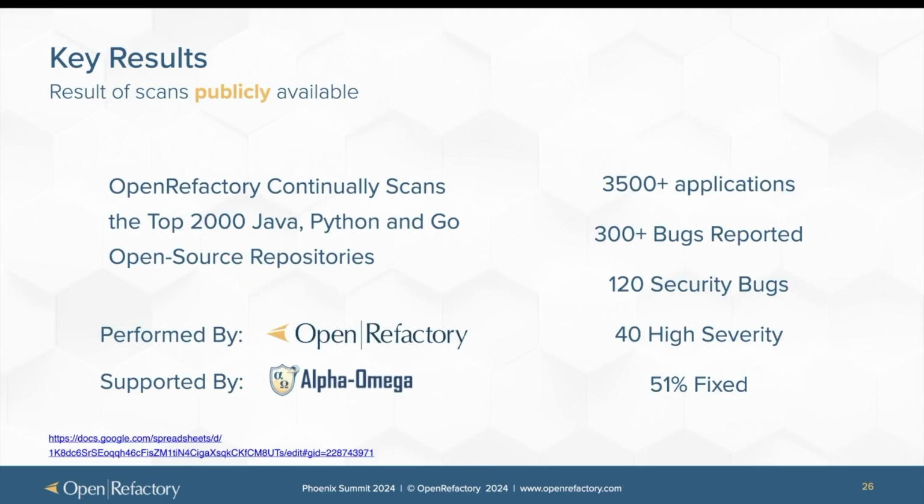In the recent past, we have scanned over 3,500 applications. We have reported over 300 bugs. Of those, about 120 were related with security and reliability, about 40 of them high severity, and of the bugs that we have reported, 51% of them have already been fixed. The results are available in the link that is shown here.